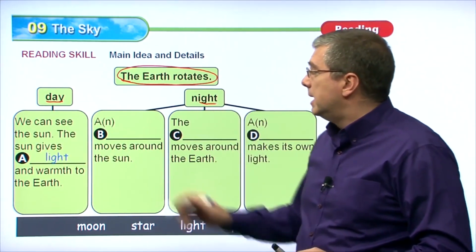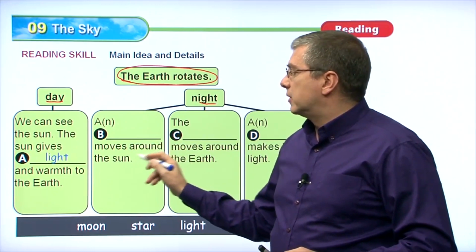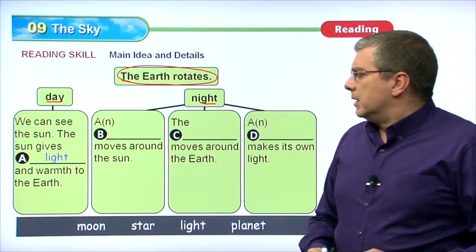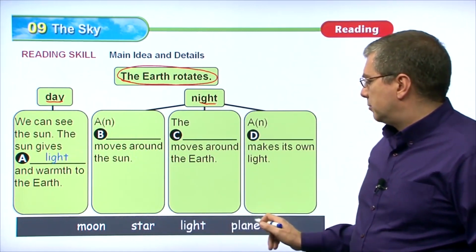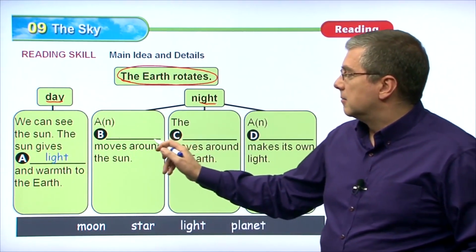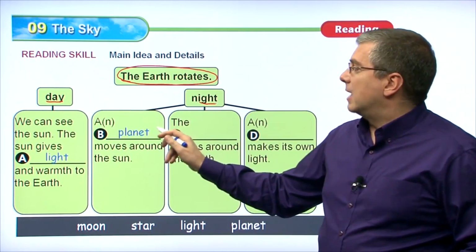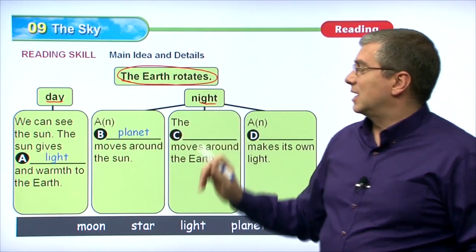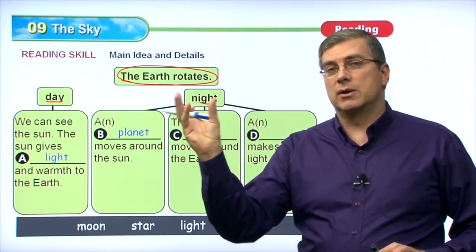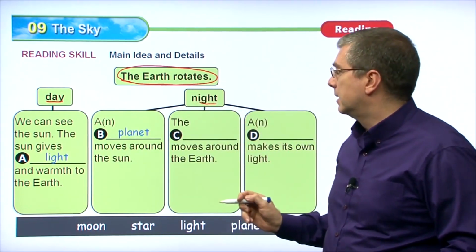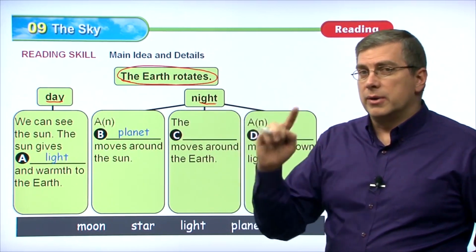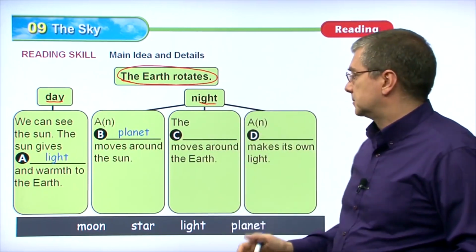During the nighttime, a beep moves around the sun. So what moves around the sun? Moon, star, light, planet. A planet moves around the sun. And the planet that we're talking about, especially at nighttime, is the Earth. The Earth is moving around the sun, but it's also rotating, right? Okay. The sun doesn't move around the Earth; the Earth moves around the sun.